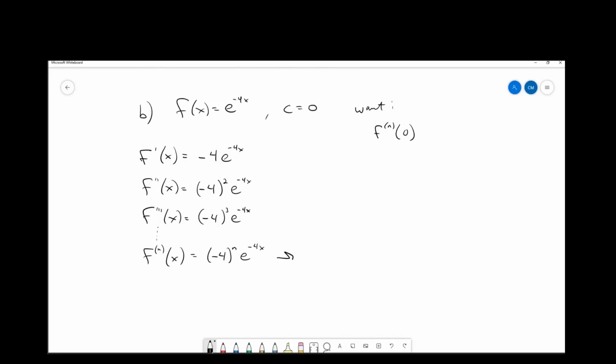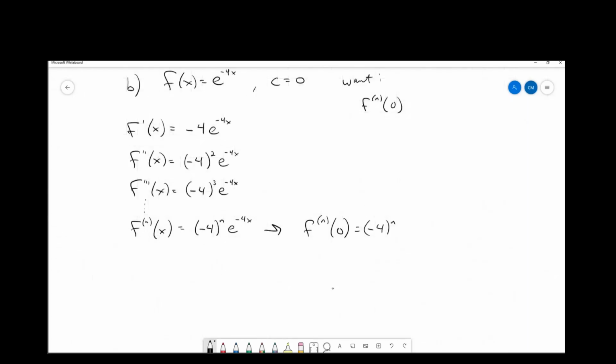But the thing that we really are interested in is what this is when we plug in the center, right? When we plug in 0, what do we get? You just get e to the 0, which is just 1, and so we're just going to have -4 to the n, right? And so when I want to find the power series expansion for e to the -4x, by this formula, we need to come up with a formula for the nth derivative, in this case evaluated at 0. N factorial stays the same. X to the n stays the same regardless of the function.